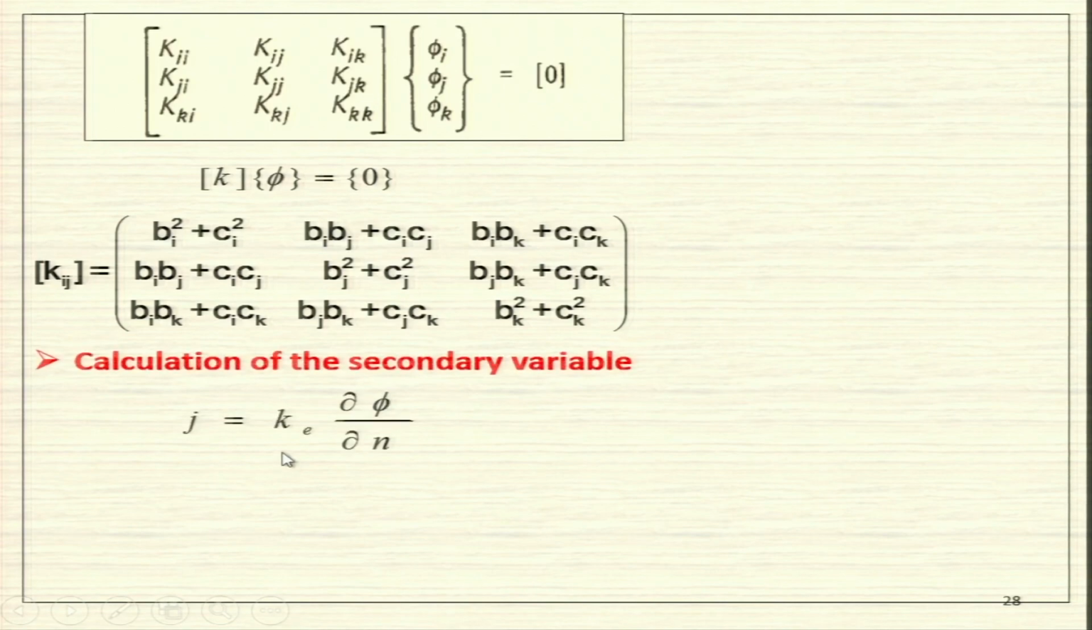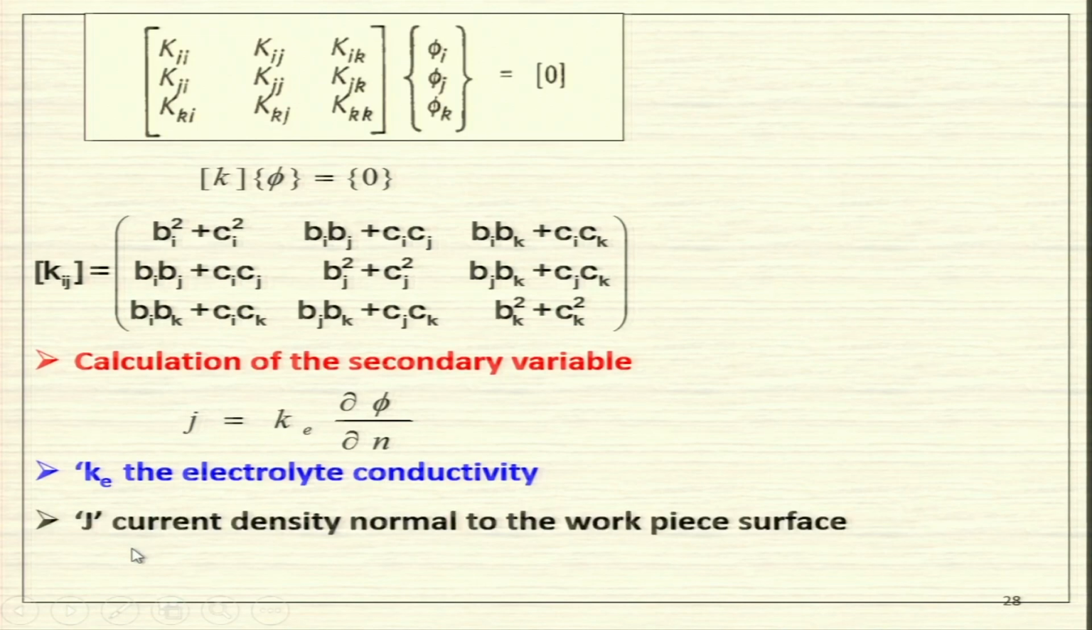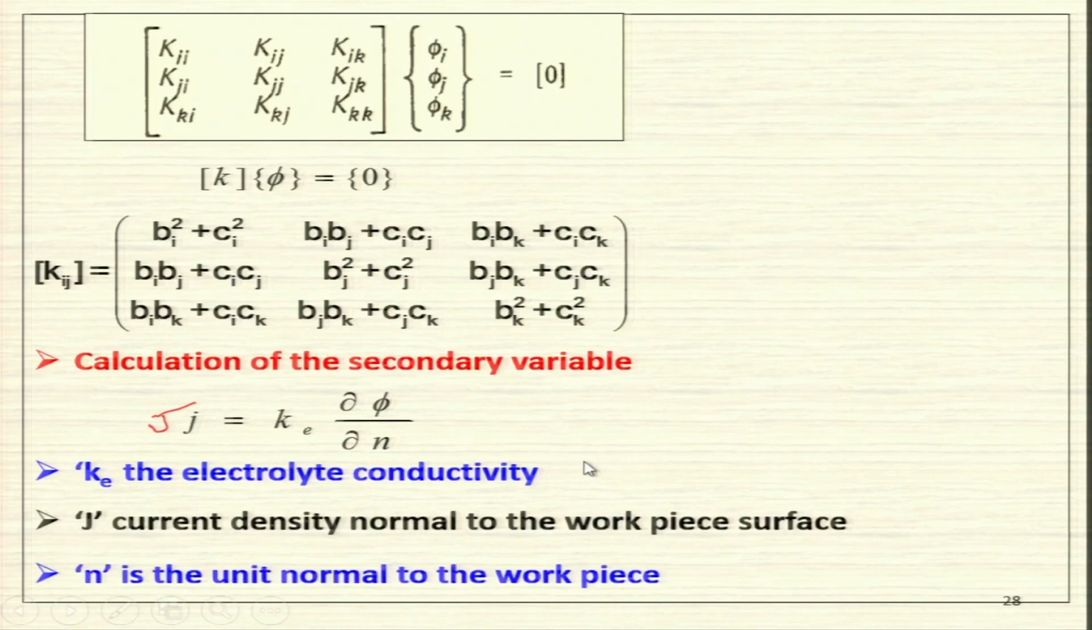Calculation of the secondary variables: J equals ke del phi over del n. Ke is the electrolyte conductivity, small ke. J is the current density. This should be capital J, but you can take it like this. J is the current density normal to the workpiece surface, and n is the unit normal to the workpiece that is given here.